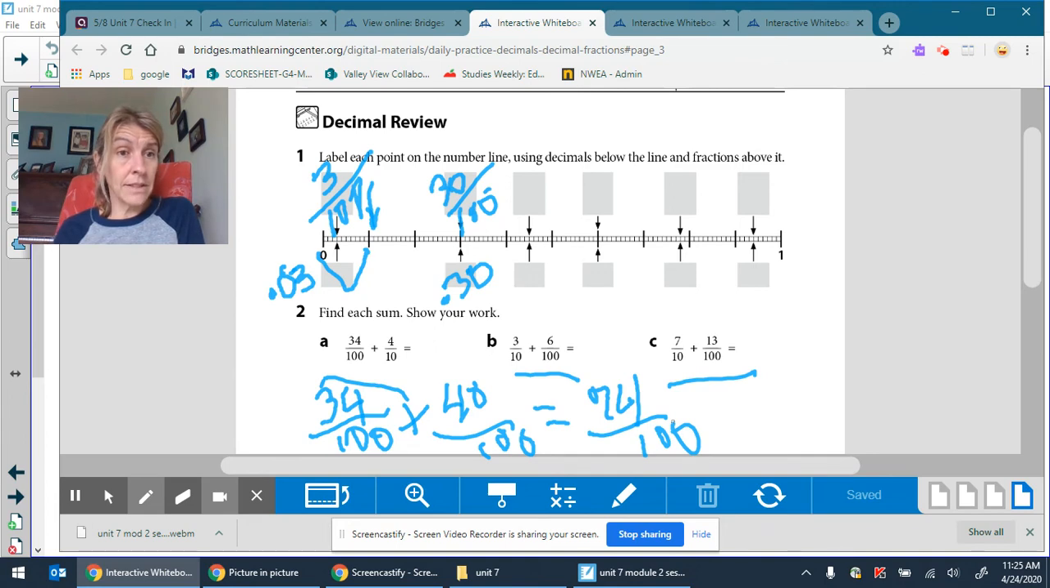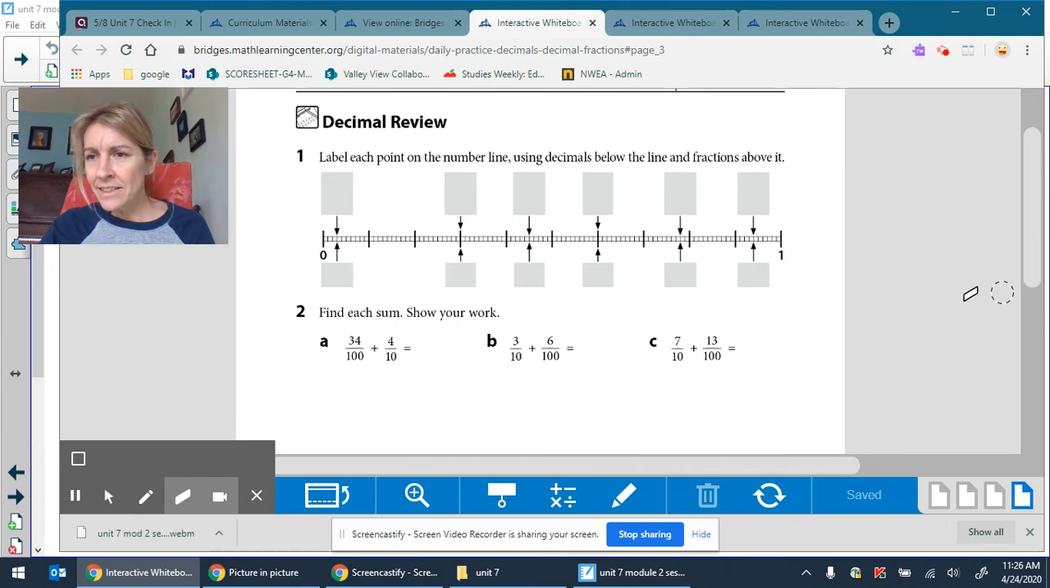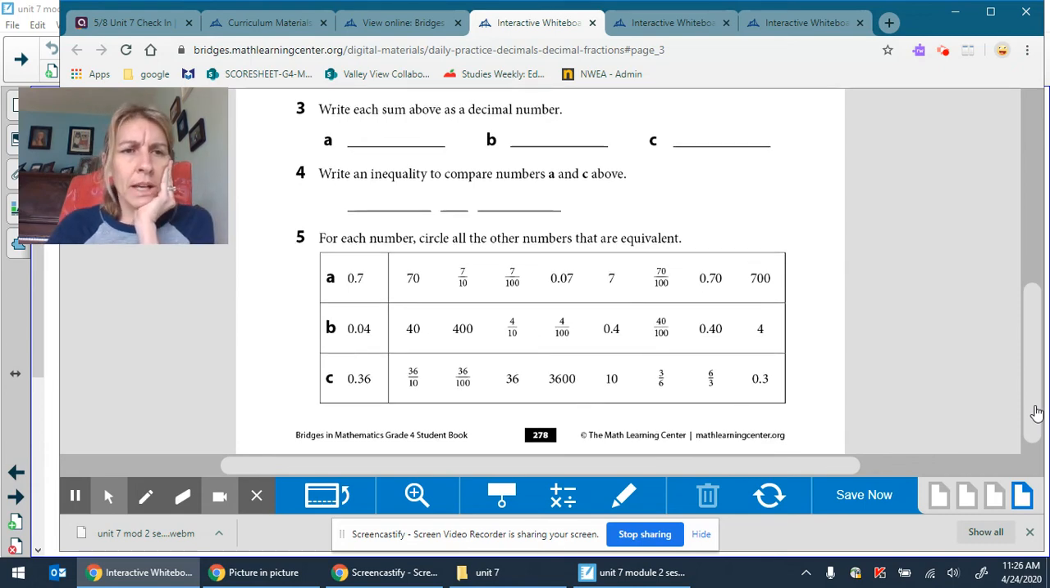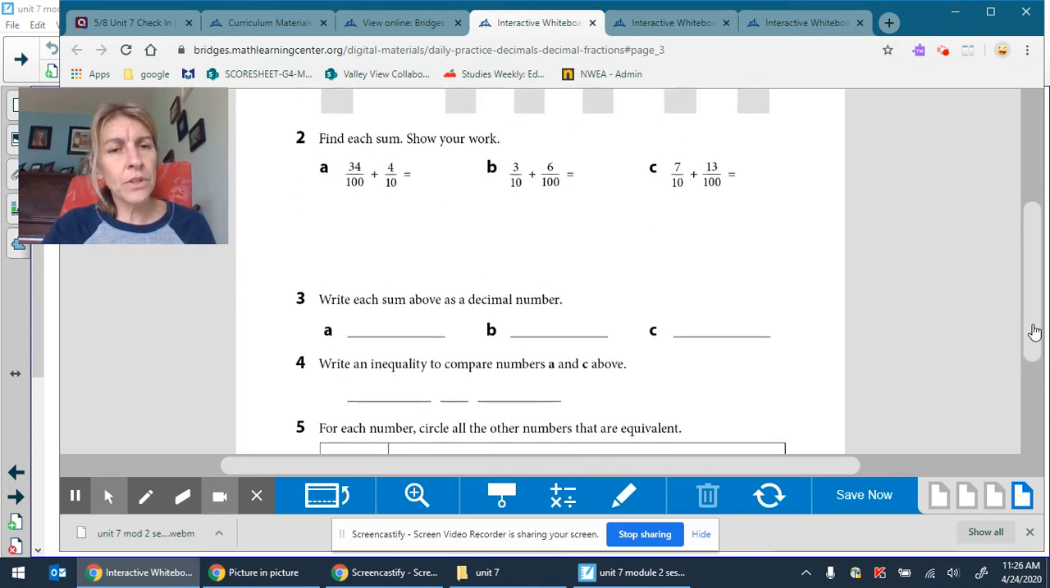And that, my loves, is how you add fractions that have tenths and hundredths on the bottom. I want you to do the exact same thing for B and C. And it looks like you'll be able to do it, no problem. Let's erase efficiently this time. And let's go down. I just want to see what else you're going to be asked to do. Write each sum above as a decimal number. So if, oh, I erased it, but it was 74 hundredths for 2A.